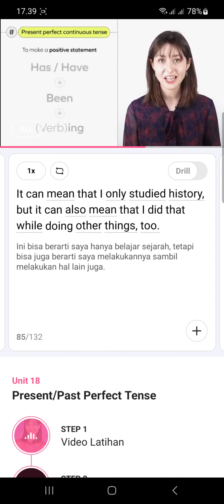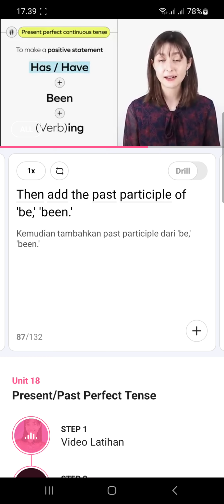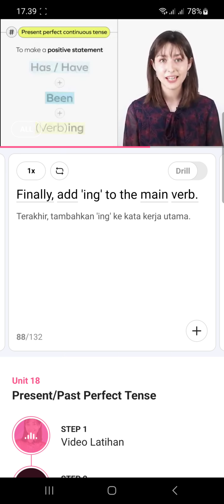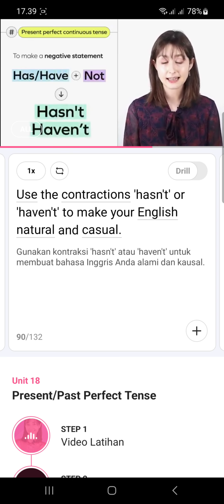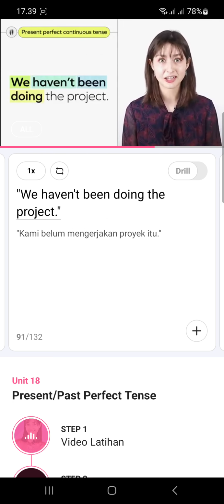To make a positive statement, use has or have to match the subject. Then add the past participle of be, been. Finally, add ing to the main verb. To make a negative statement, add not after has or have. Use the contractions hasn't or haven't to make your English natural and casual. We haven't been doing the project.